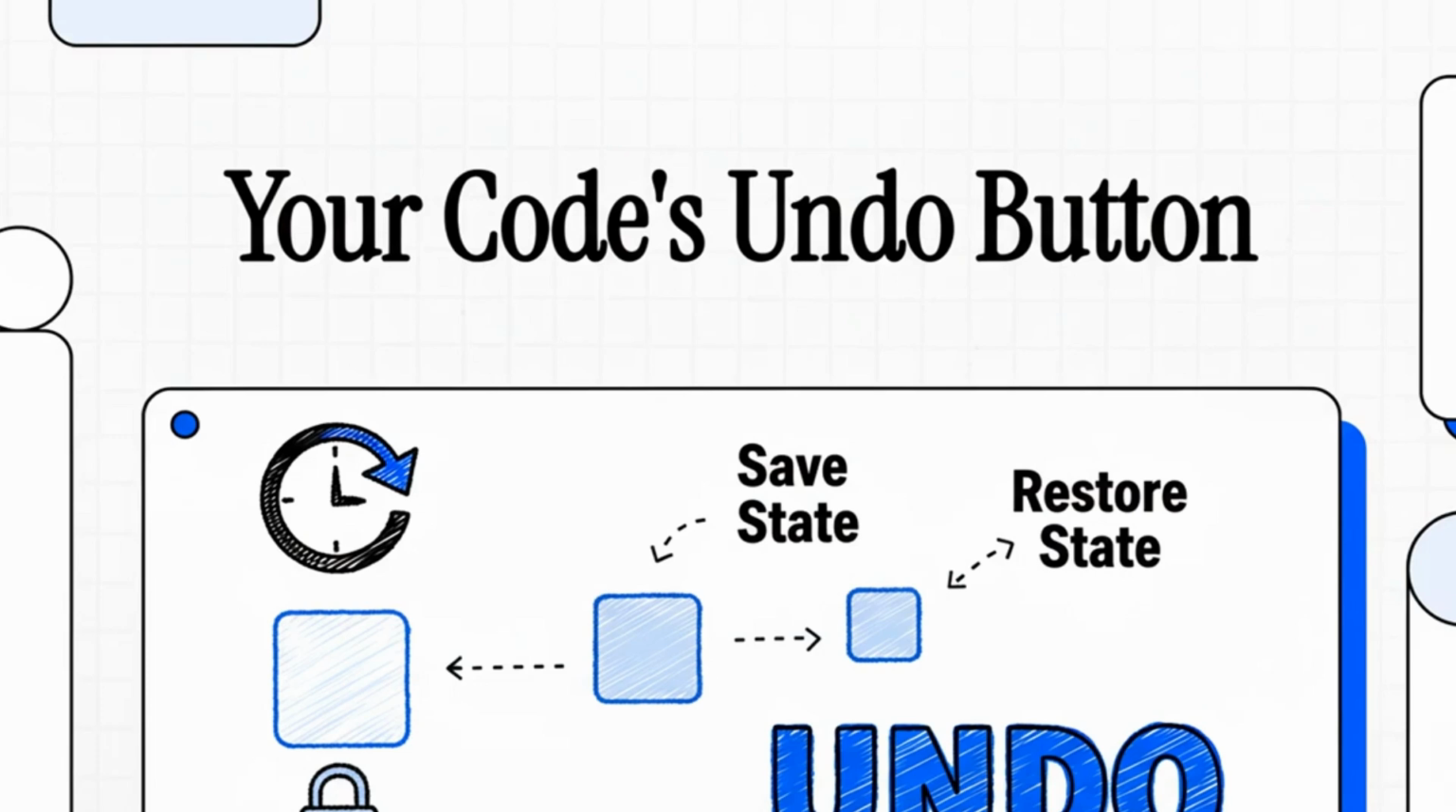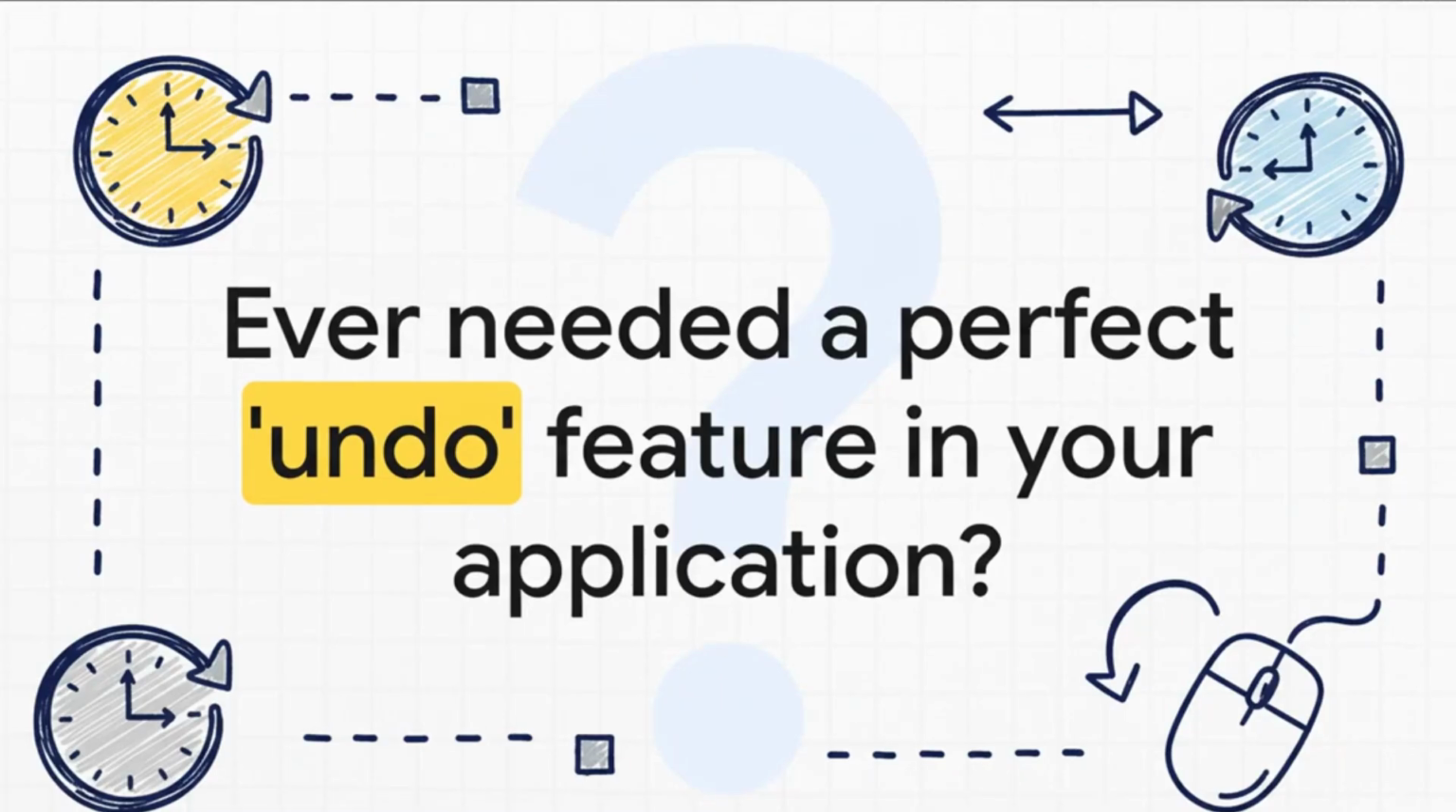All right, let's get right into it. Today, we're talking about a really cool design pattern that's basically a time machine for your code. It's called the Memento Pattern. And trust me, it's the secret sauce behind one of the most useful features in pretty much any application you can think of. I mean, you've definitely been there, right?